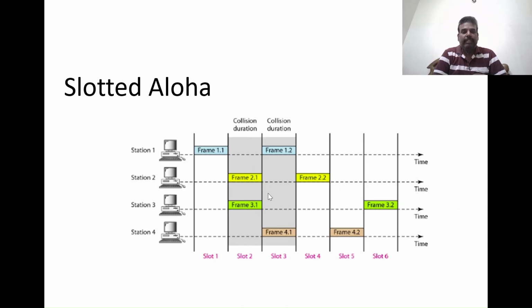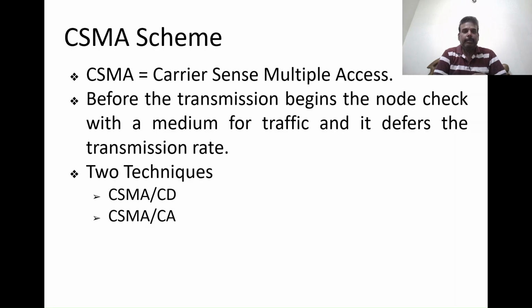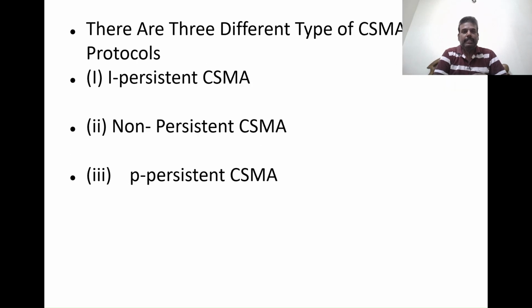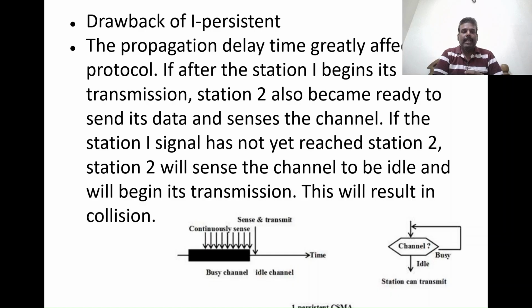To avoid that, we have other techniques, that is CSMA/CA, carrier sense multiple access. Here we have two techniques, CSMA/CD and CSMA/CA. We will discuss that. There are one-persistent, non-persistent, and p-persistent. In one-persistent, I'm supposed to transmit only one data at a time. I'm going to continuously sense my channel. If the channel is busy, I'm not able to transmit my data. Whenever the channel is idle, I'm going to send my data.